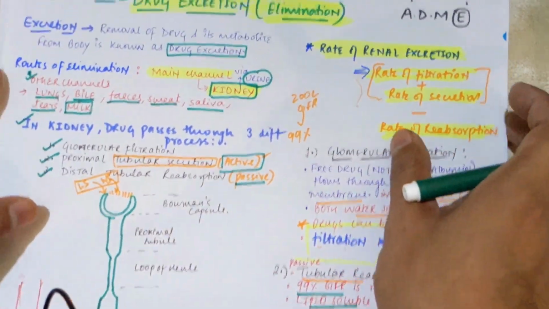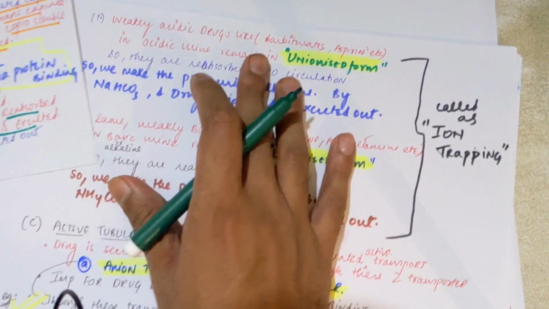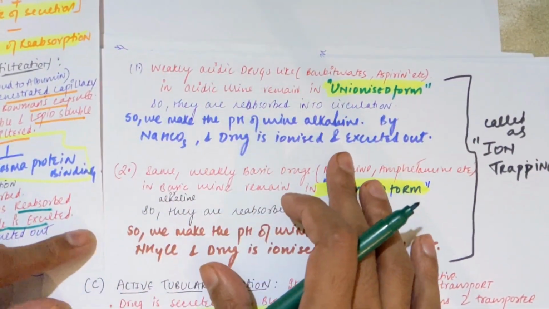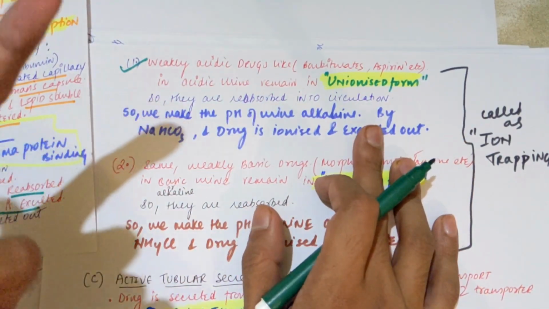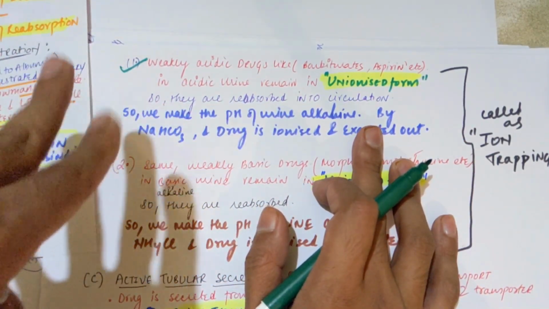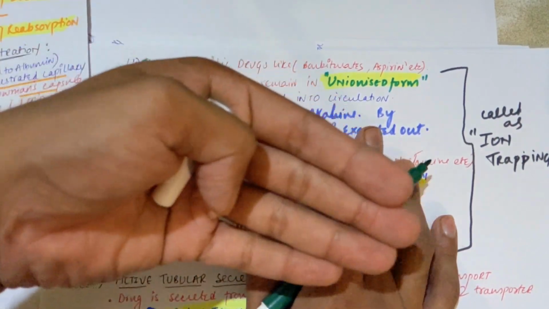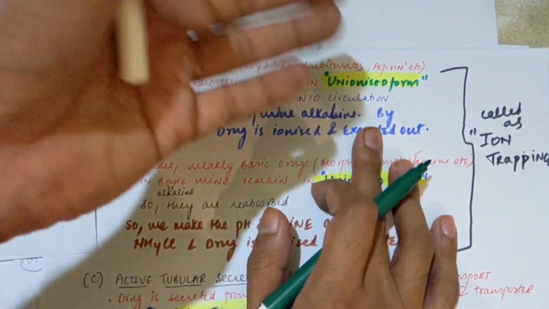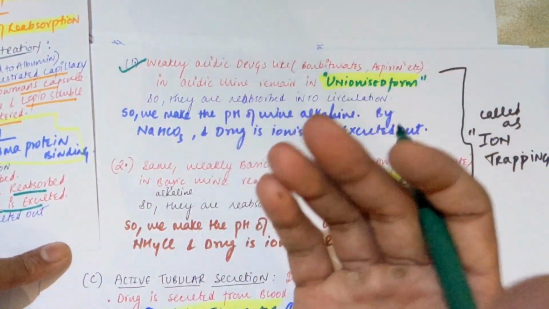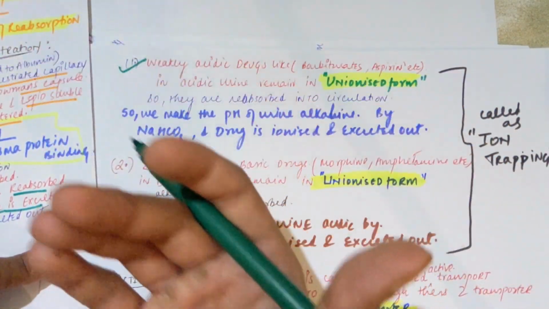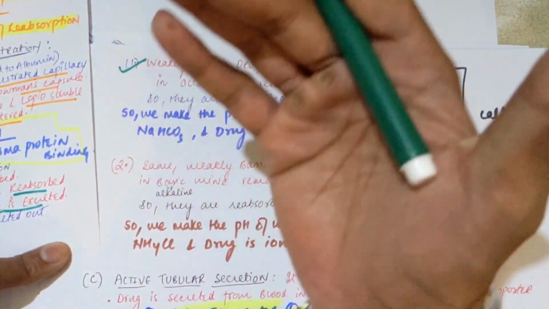Okay, so for that we actually do, just consider, if the drug is a strong acidic or strong basic, it will be ionized automatically, and it will become water soluble, ionized, polar, and it will be excreted out. But the drugs which are weakly acidic, they will be in the unionized form in the nephron, in the distal part, so they will be reabsorbed.